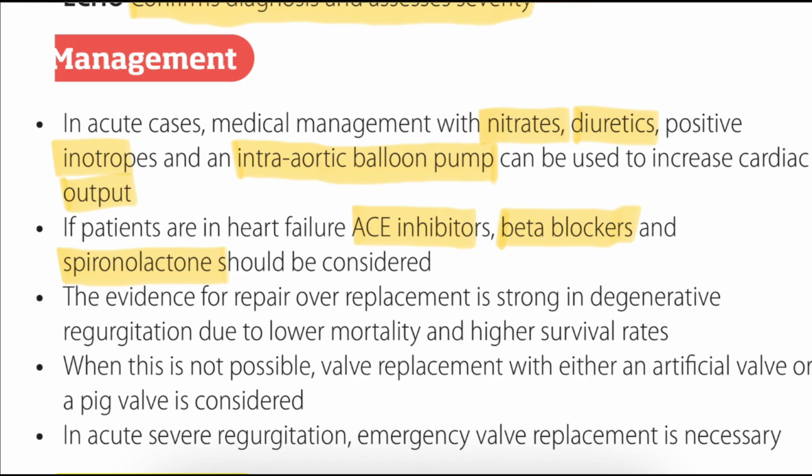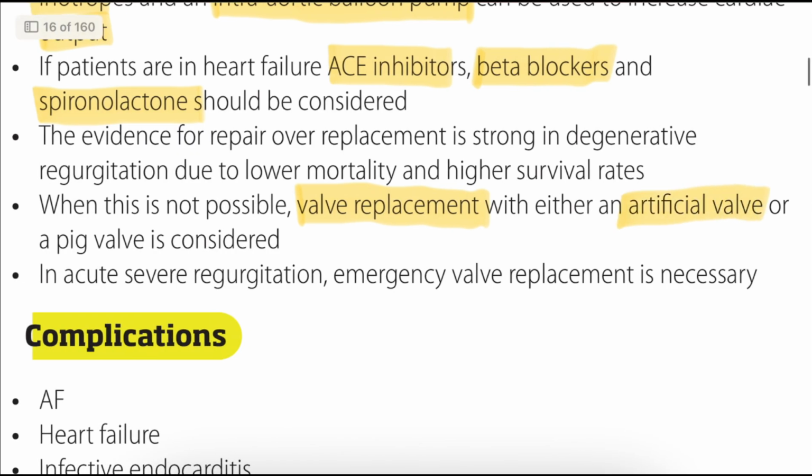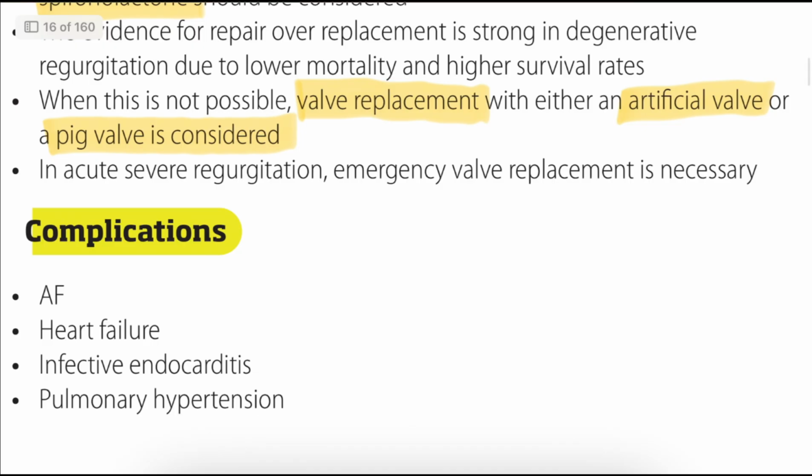Next, the evidence for repair over replacement is strong. In degenerative regurgitation, due to lower mortality and higher survival rates, mitral valve repair is preferred over valve replacement, where an artificial valve or pig valve is considered. In acute severe regurgitation, emergency valve replacement is necessary. Complications include atrial fibrillation, heart failure, infective endocarditis, and pulmonary hypertension.